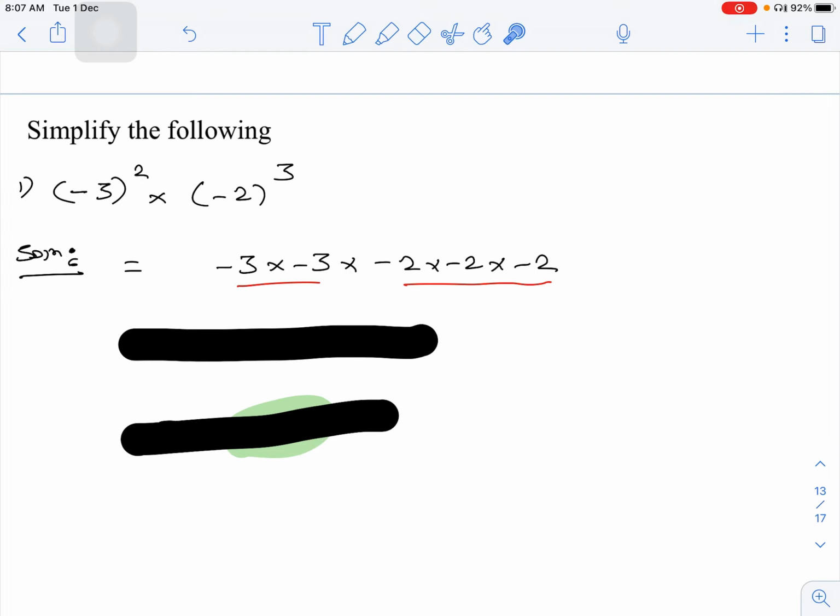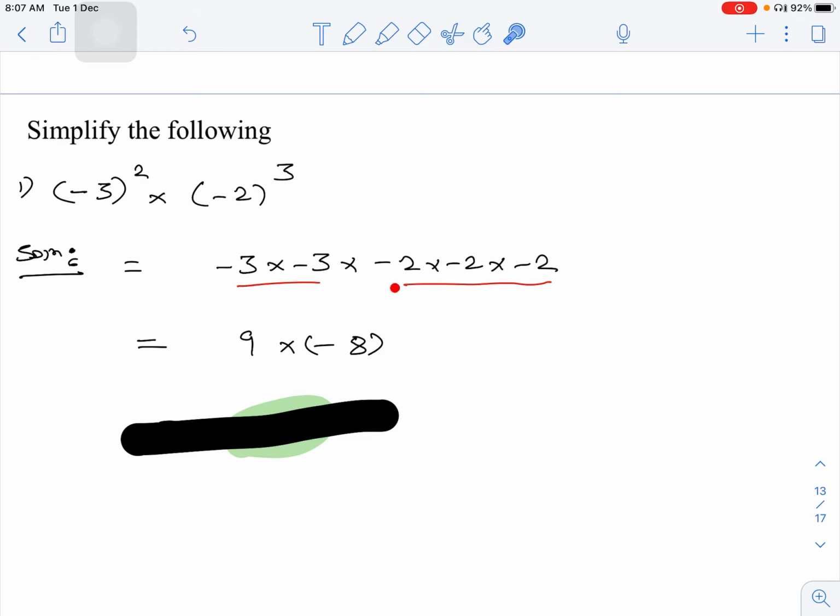Now what we will do, these both are minus 3, so we will multiply it. So minus 3 into minus 3 will become 9 into, now minus 2 into minus 2 into minus 2 will become minus 8. Okay, now just multiply these numbers. So first multiply the sign, plus into minus, opposite signs are there, so our number will be negative, and 8 nines are 72.